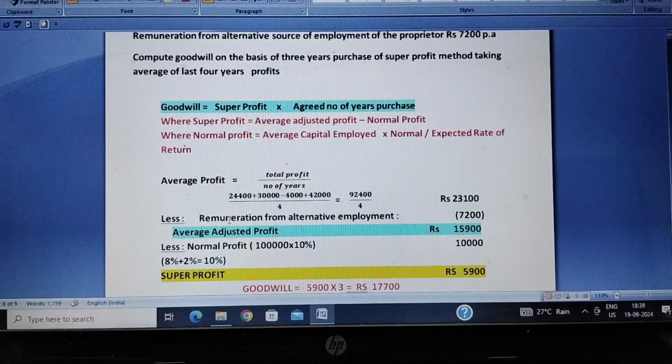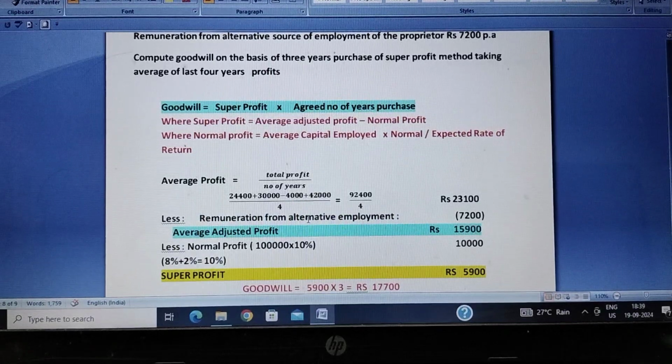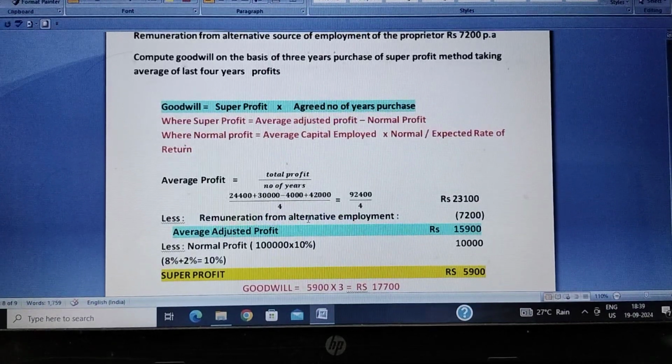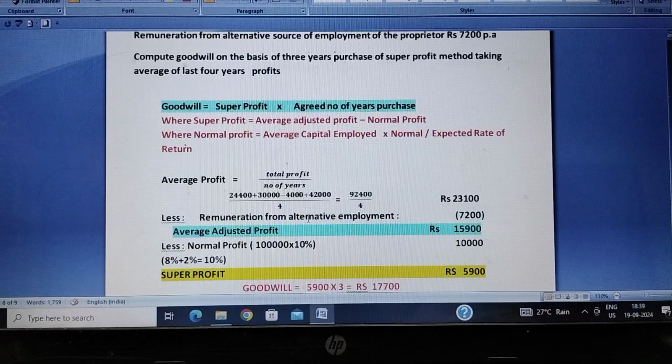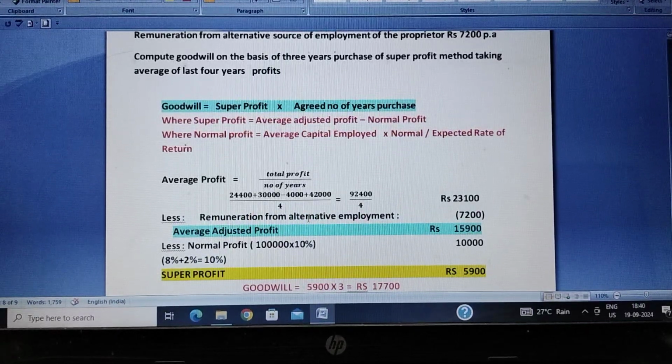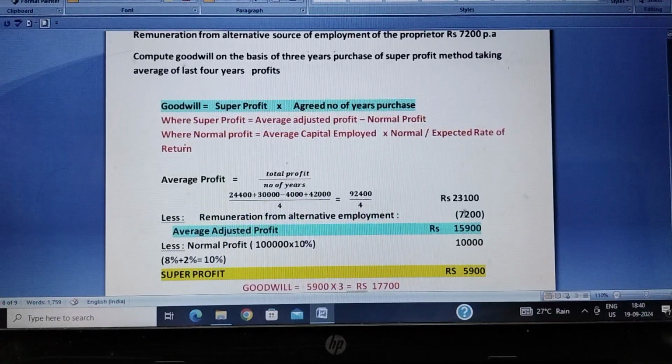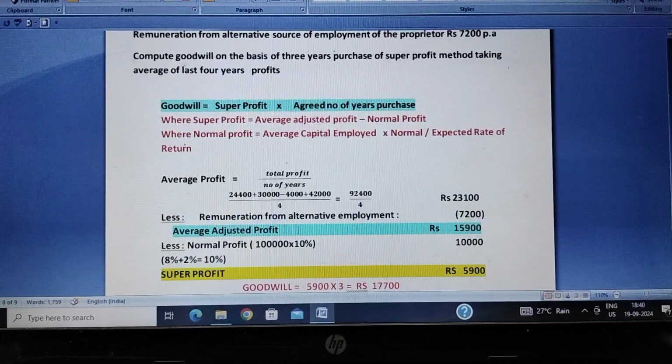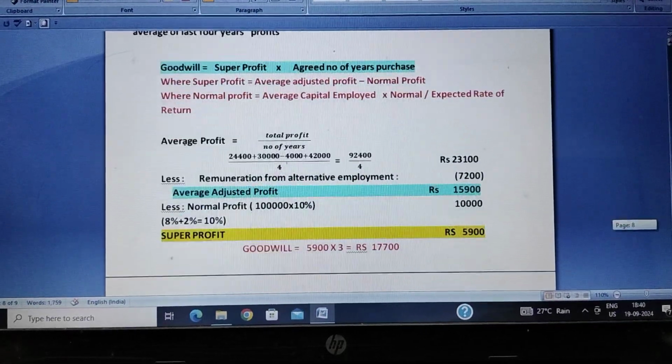So from this, you have to deduct remuneration from alternative employment. This is why we are deducting remuneration from alternative employment: if the proprietor does not devote his time here, then he may be earning 7,200, but he is missing this income. So this is the opportunity cost also. We have to deduct his remuneration, as it will reduce the future profit. So we are deducting 7,200 as a partner's or employer's remuneration. So the average adjusted profit will be 15,200.